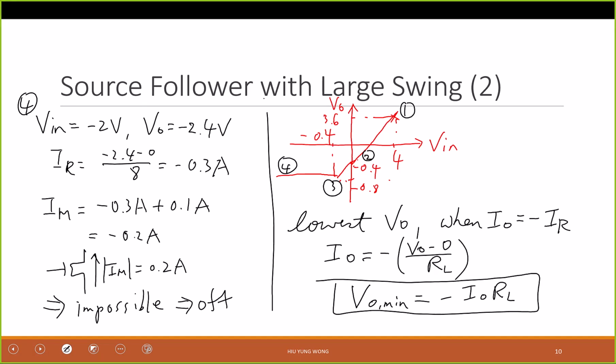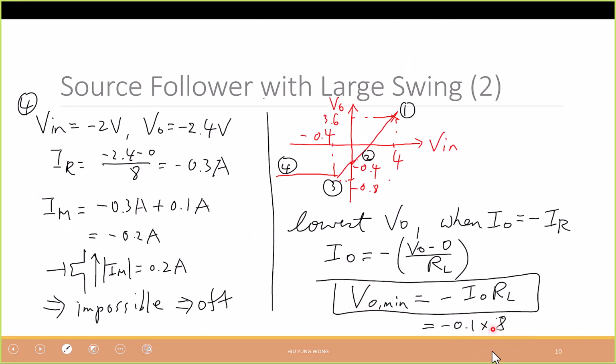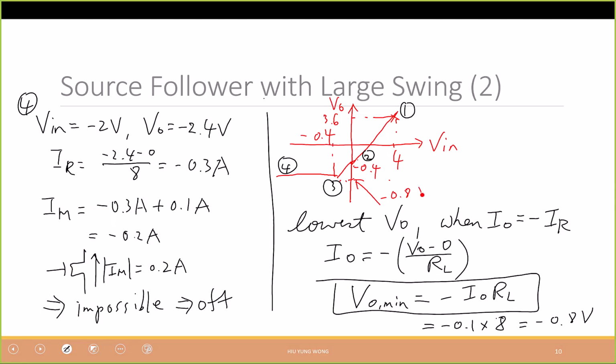Okay, so if you have a power output stage, that is what you will get. You can have the follower keep going down, but then you get stuck at negative I0RL. And in this particular case, it equals negative 0.1 times 8, right? Because RL is 8, I0 is 0.1, so it's negative 0.1 times 8, so you get negative 0.8 volts. That is what we get here. See, this is a drawing problem. Right, so let me just be very clear. This point, right, negative 0.8 volts.